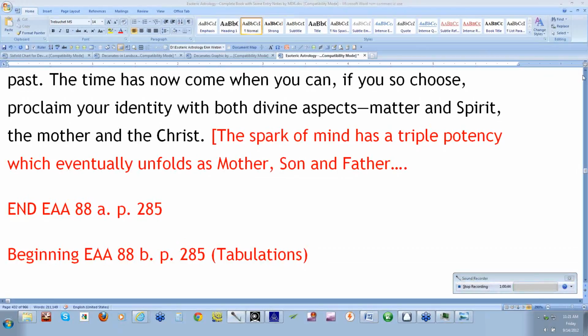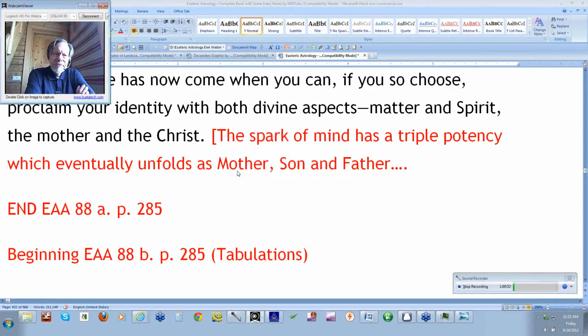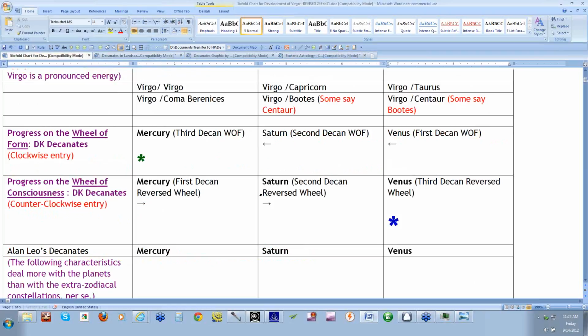So now we're beginning with Esoteric Astrology Adventure, number 88, Section B. And I'll go back to one of my charts.